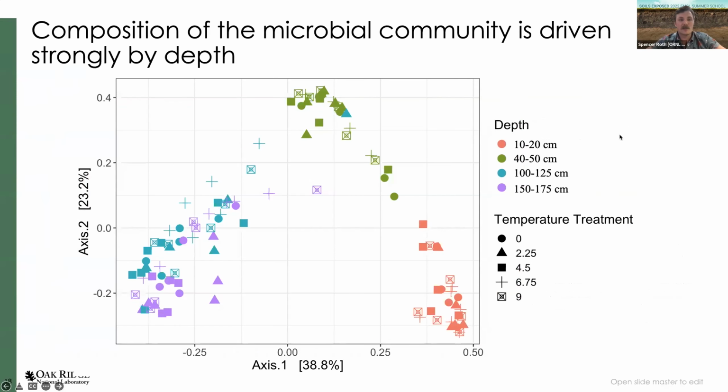And looking at the composition of the microbial community, you can see clearly in this horseshoe-shaped plot that depth is a significant factor driving the composition of the microbial community across the spruce sites, represented by the color of each of the points, each point representing one site at one particular depth. And you can't really see the effect of temperature in this plot. It really shows this strong depth effect.